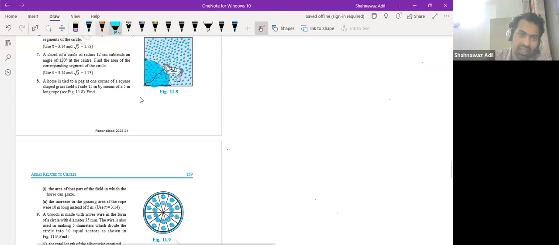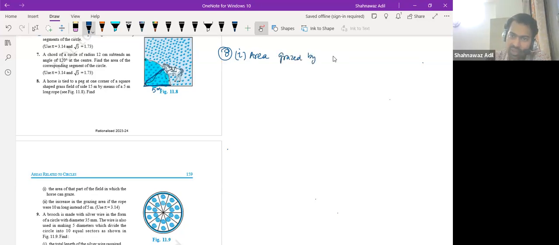Yes, sir. And what is the radius, guys? The length of the rope, right? So this is 5 meters. Correct, sir? So the first part is the area grazed by the horse. Right? So this is the area. So this is what angle, guys? 90 degrees. 90 degree, radius is 5, right? So this is a sector, right? So we have to find out the area of a sector, right?